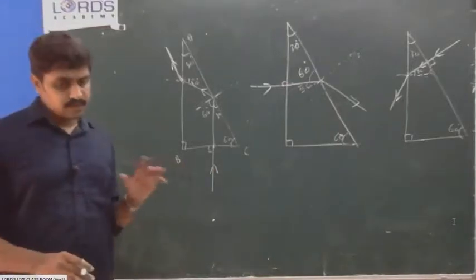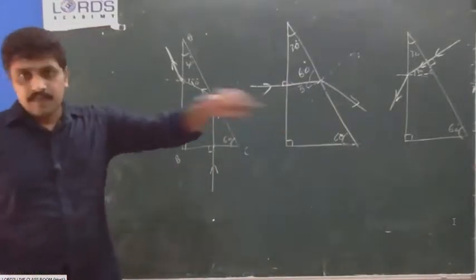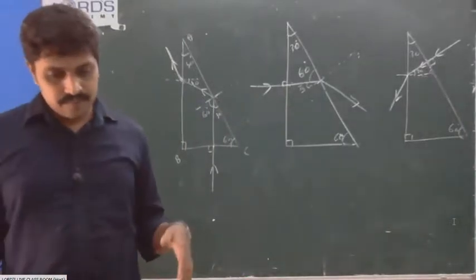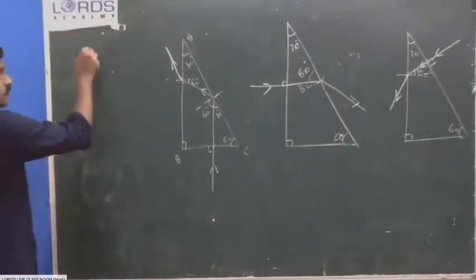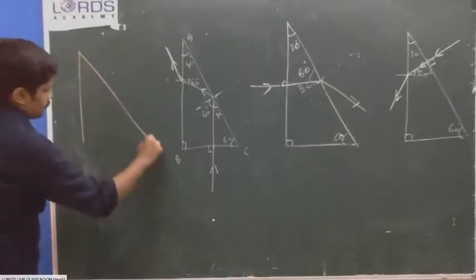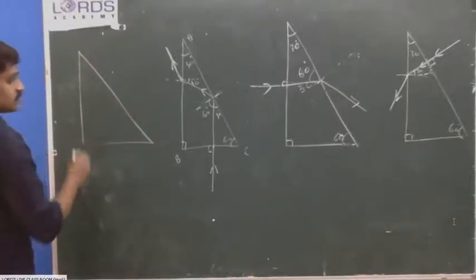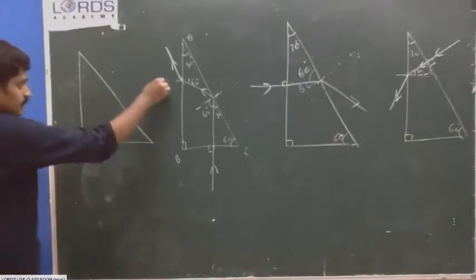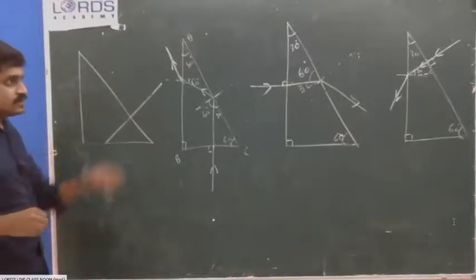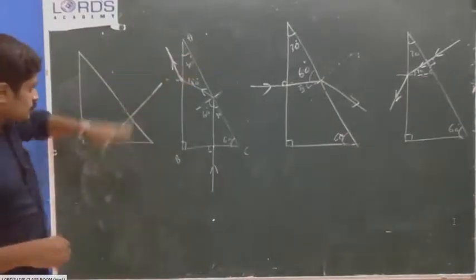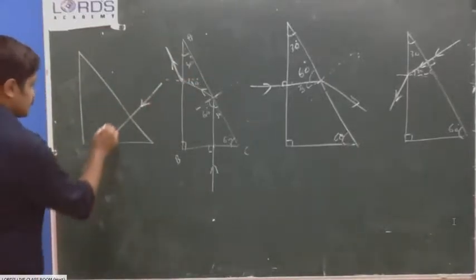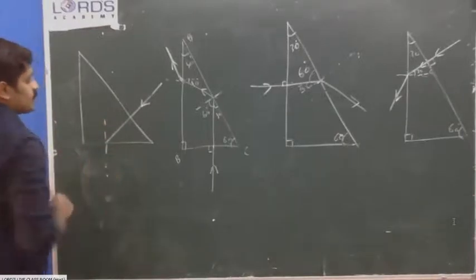Okay, one more diagram remains. The third one only, but in another way. I am repeating that again, but in another way. Just imagine the light ray reaches the base. The previous one doesn't touch the base, but here if the light ray touches the base, what happens? The angle of incidence will be greater than the critical angle.